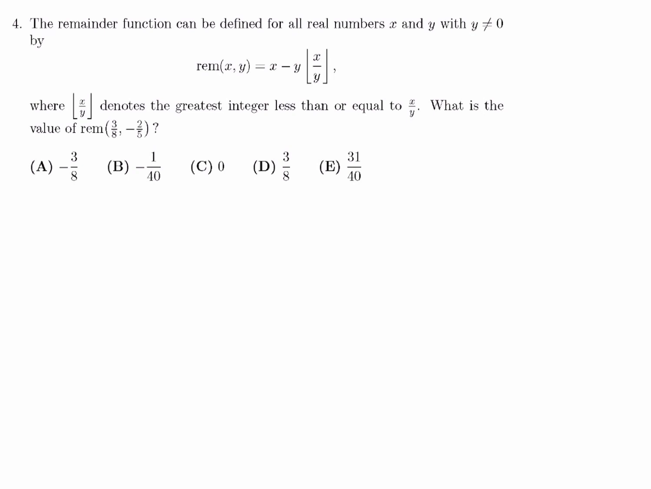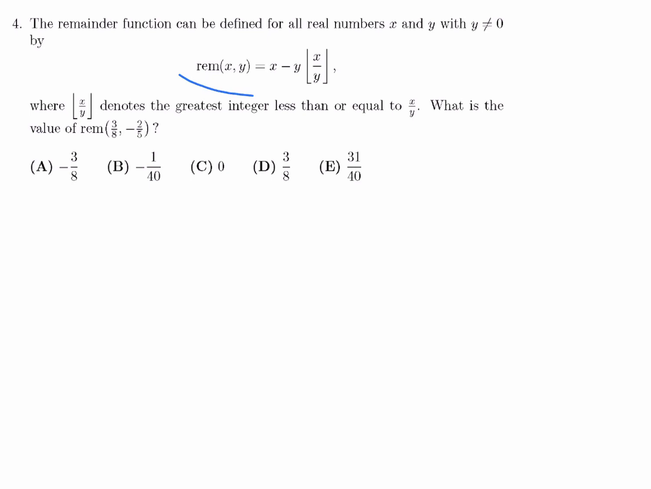The remainder function can be defined for all real numbers x and y, with y not equal to 0, by remainder of (x, y) is x minus y times the bracket of x over y, where the bracket denotes the greatest integer less than or equal to x over y. What is the value of remainder of (3/8, minus 2/5)?